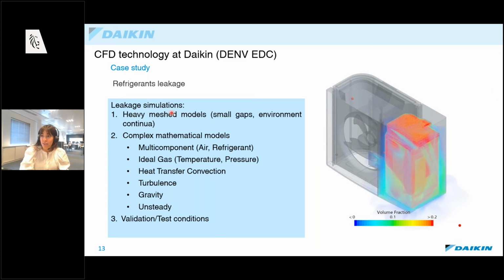Such as heavy mesh models, because in the leakage simulations, we need to include small gaps. For example, we have to include the environment continua. We also use complex mathematical models, such as multi-component, for example, because we are analyzing the effect of the air and the refrigerant itself. We also use ideal gas models because we want to analyze how these gases are influenced by the temperature and pressure change, also heat transfer convection, turbulence models, gravity, and of course, these cases are all of them on steady analysis.